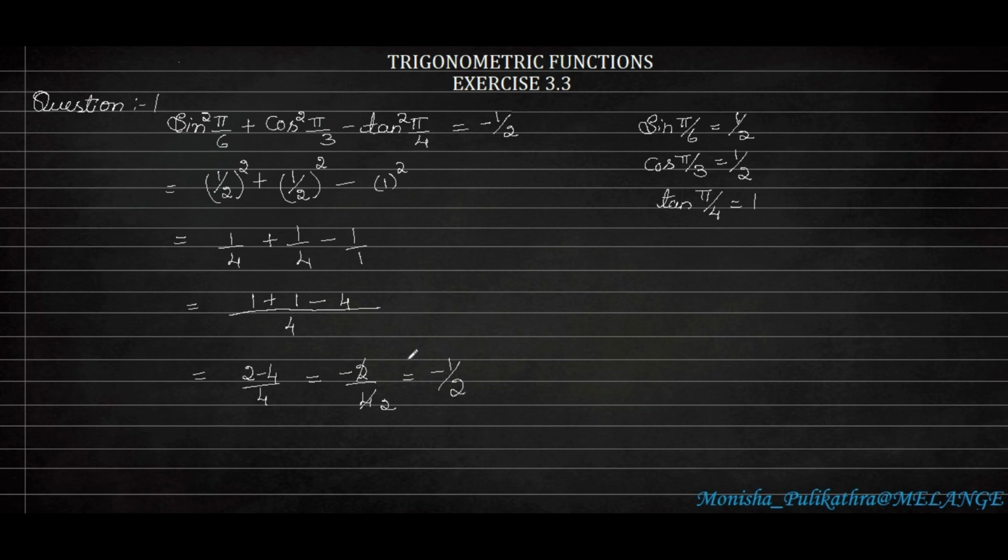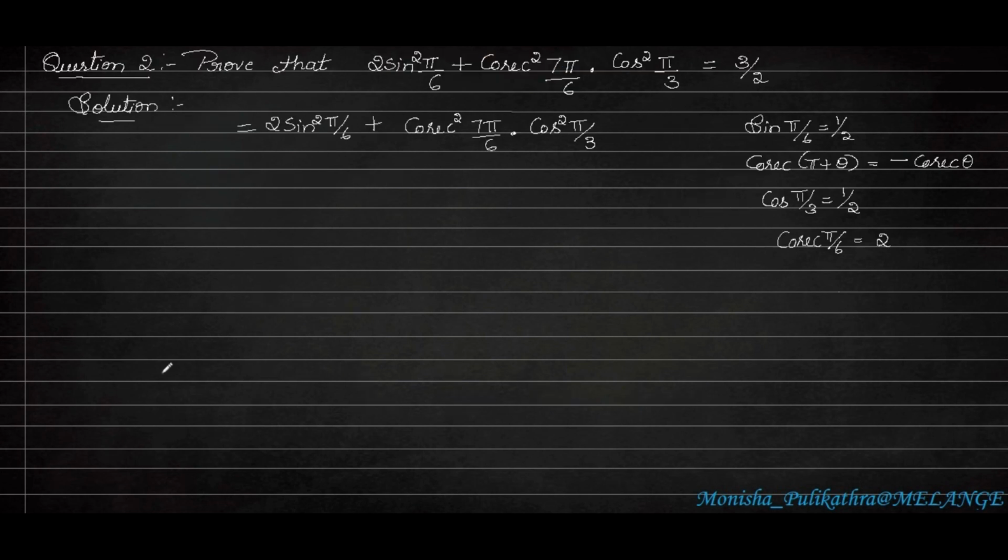They have asked us to prove that. So this trigonometric equation should be equal to minus half, and we have proved it. So you have to write it as hence proved. I hope you understood this. Moving on to the second question.